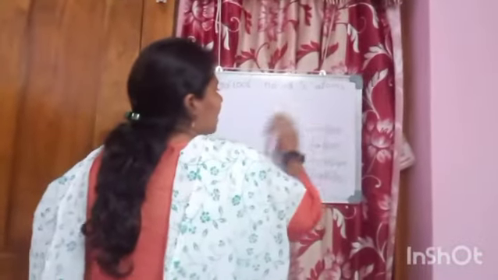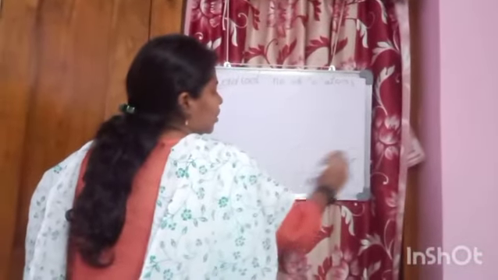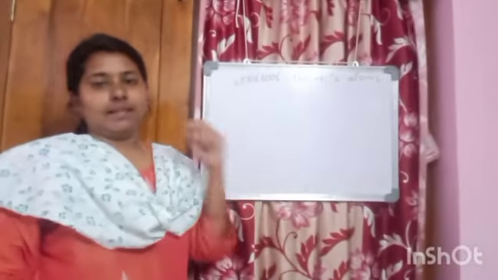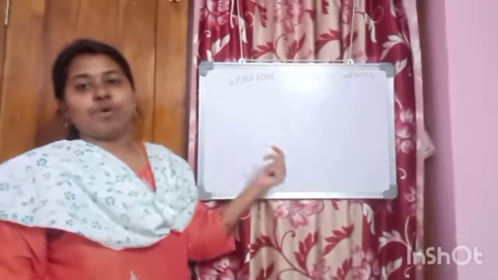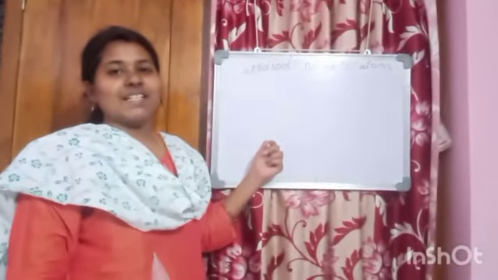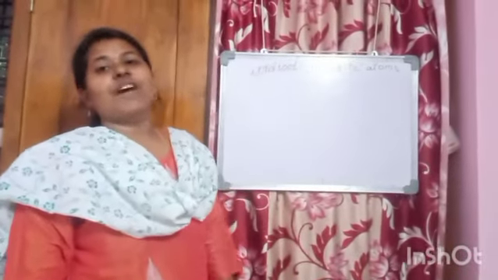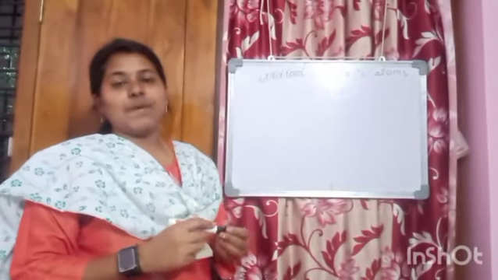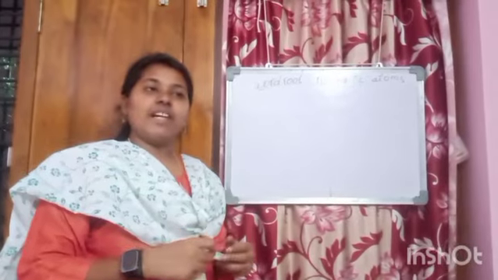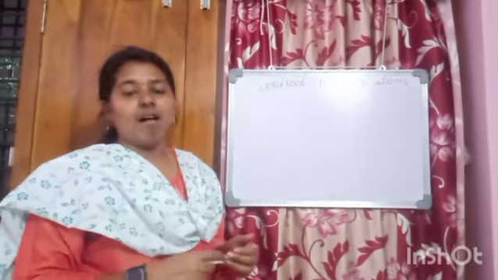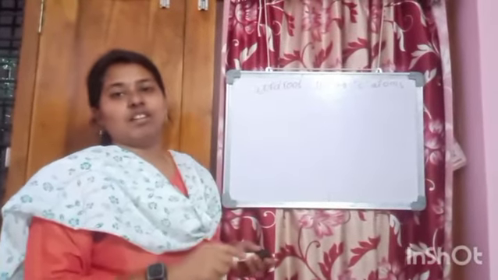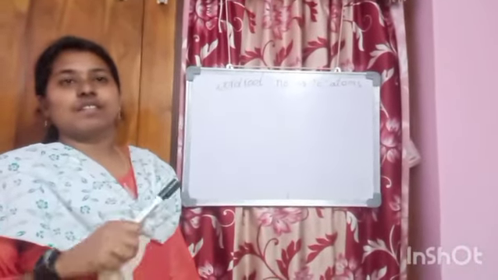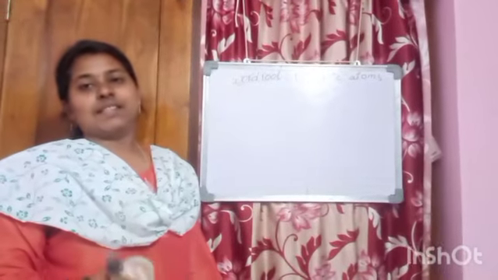If one carbon atom is there in the chain, that is meth. If 2 carbon atoms, eth. 3 carbon atoms, prop. And 4 carbon atoms, but. If 5 carbon atoms, pent. If 6 carbon atoms, hex. 7, hep. 8, oct. 9, non. 10, dec. If 11, that is undec, and 12 is dodec.